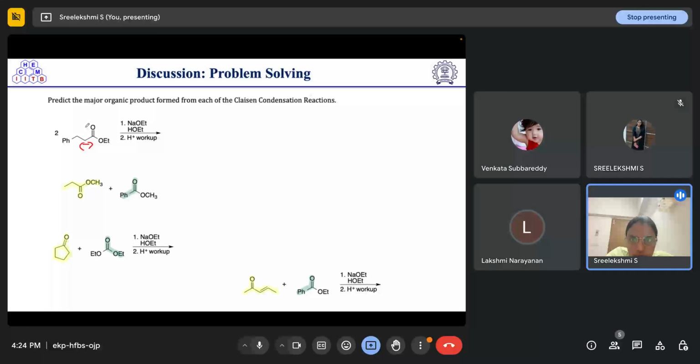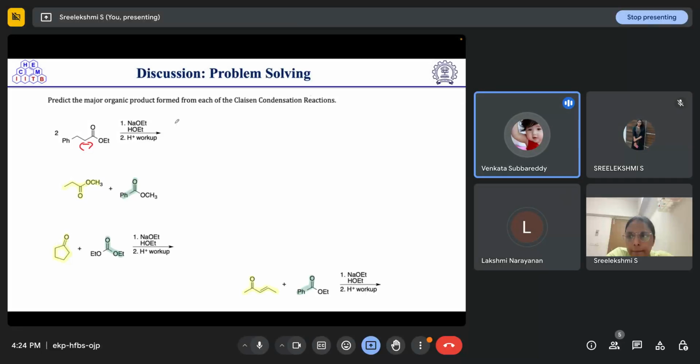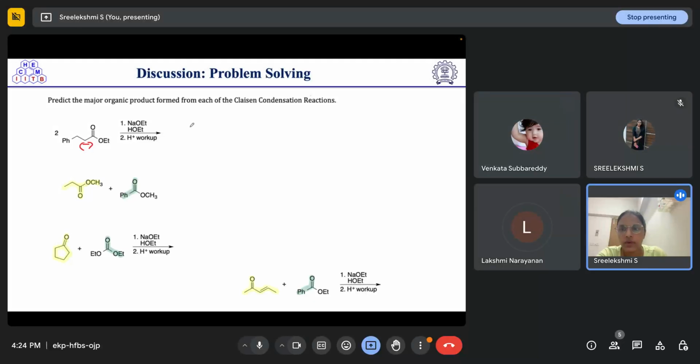Is it okay, or should I draw the answer? Just OET will go and a diketo compound will come. Like one side ester and one side keto compound will be formed. That CH2 attached to CO, CH2 it will come. I will draw here. You can try the second one also in parallel.